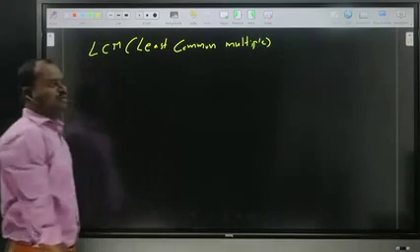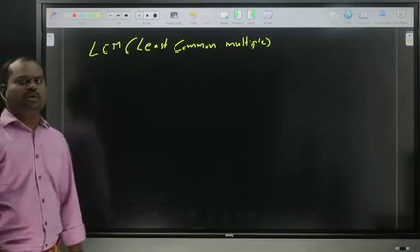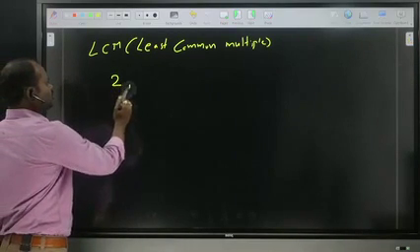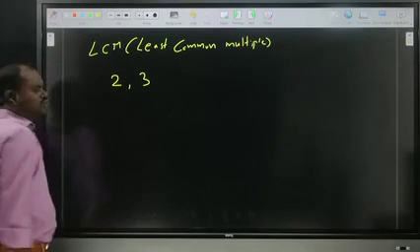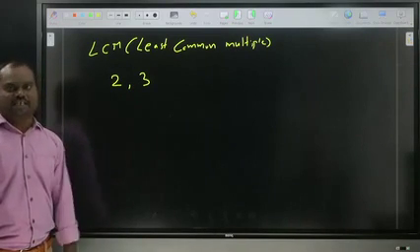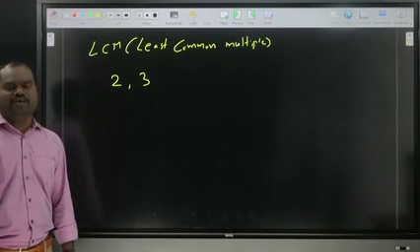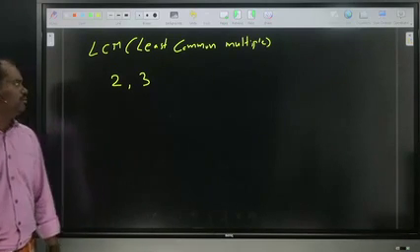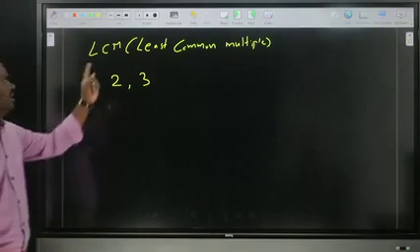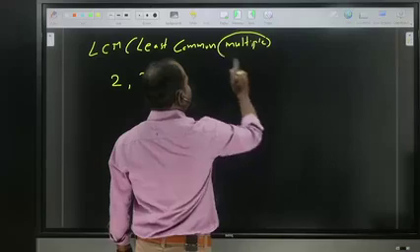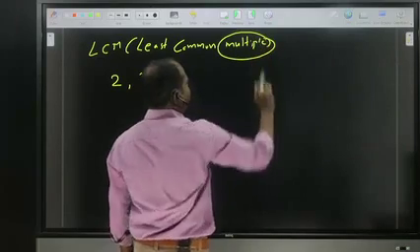Least common multiple, LCM. Now, for example, 2 and 3, two numbers are there. If you want to find the LCM, first of all we have to know the basic method. As per the full form, least common multiple, first of all we should write multiples.